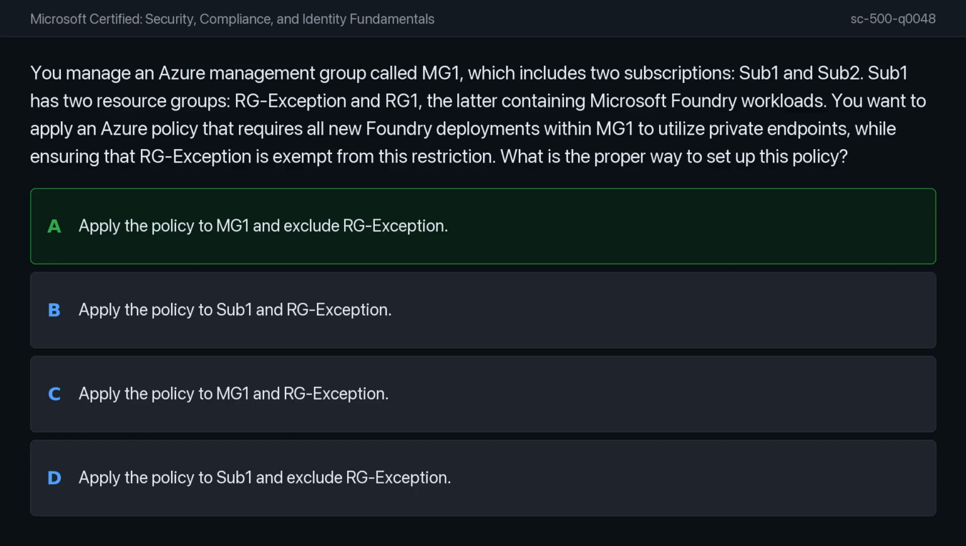A helpful exam tip here is to remember that management group assignments are the most efficient way to maintain compliance across large environments. Always check the hierarchy first, and remember that exclusions can be defined at the assignment level to provide the necessary flexibility for specific resource groups that do not require the standard policy constraints.